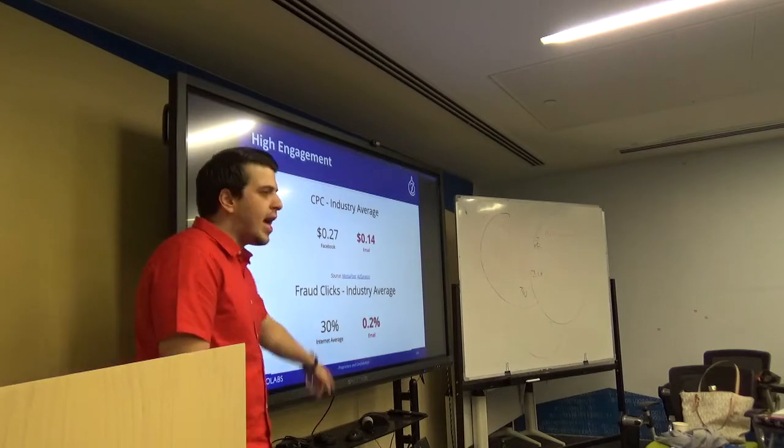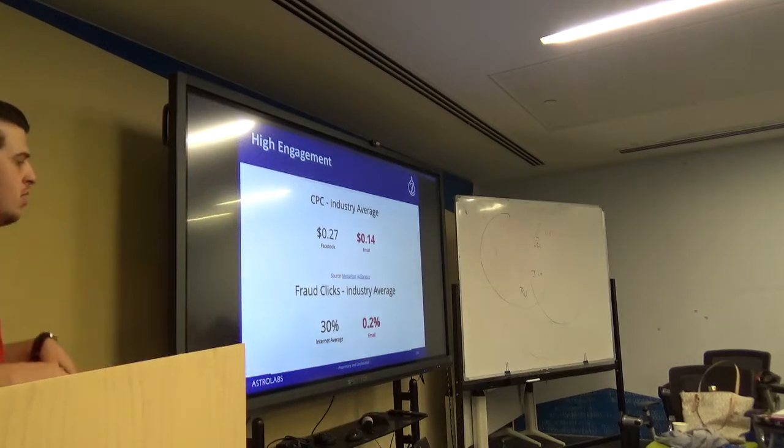And also, if you look at fraud clicks, across the whole internet, around 30% of clicks are fraud, which basically means not just robots, but people that didn't want to click on your ad, or people that are not your ideal customers, right?